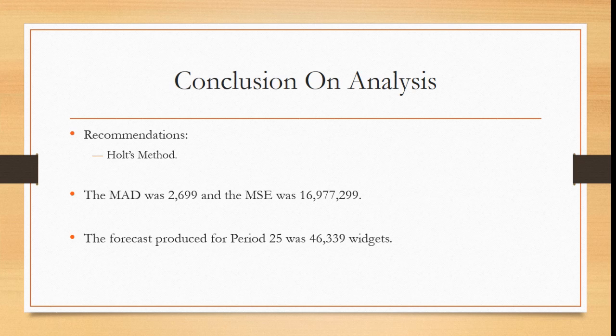We have found our forecast for period 25 to be the sale of 46,339 widgets. However, we also have some further recommendations, and this is to procure more data to improve the accuracy of our findings, but also to use the MAPE, or the mean absolute percentage error, as an additional measurement of accuracy. We have recommended this because it is a more easily understood measure of accuracy for business reporting, as it is expressed as a percentage.